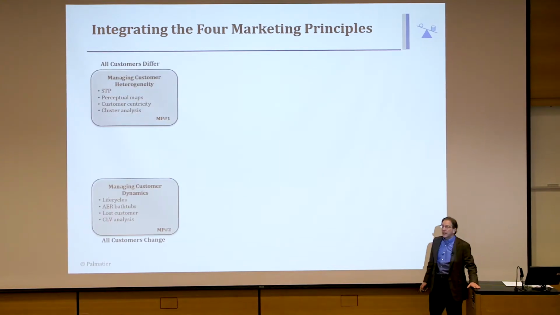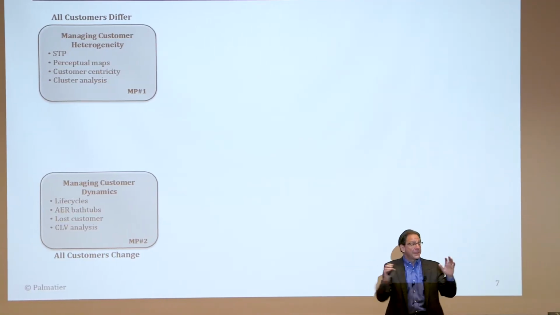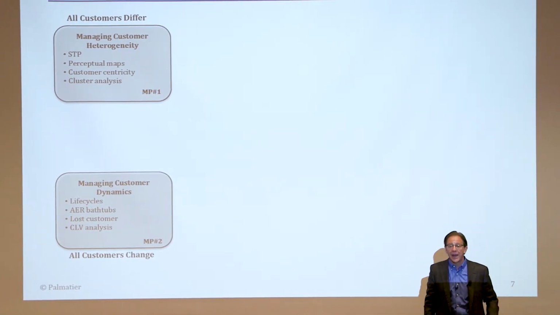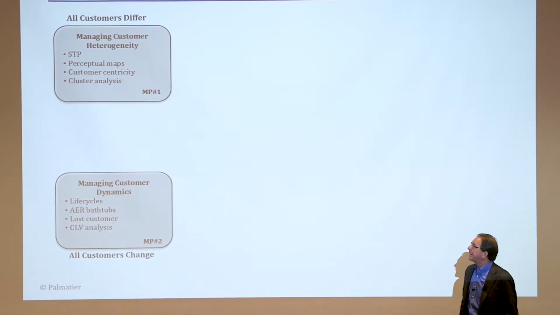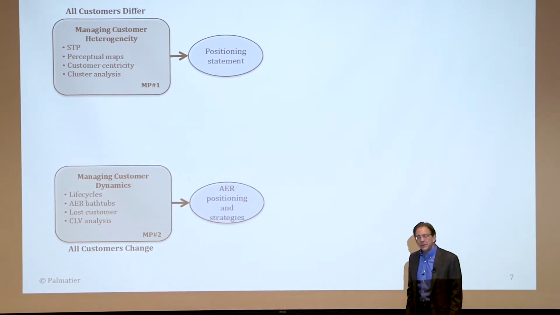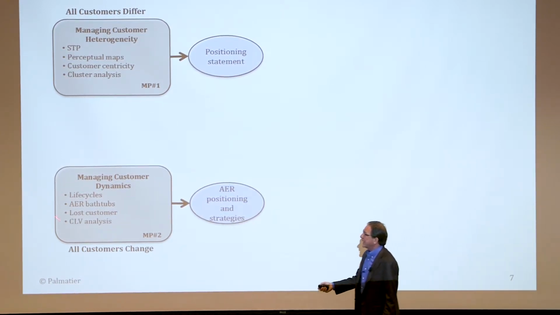Okay, so first I want to talk about integrating. This is the temporal ordering. So you do market principle 1. All customers differ, so we're going to manage heterogeneity. We're going to do STP analysis, which really involves segmenting the firms, segmenting the industry, picking what target customers I want to go after, and positioning myself right on top of that target customer. That's going to generate positioning statements. Positioning statements are really the who, what, and when of how I'm going to do my business. I'm going to next look at customer dynamics.